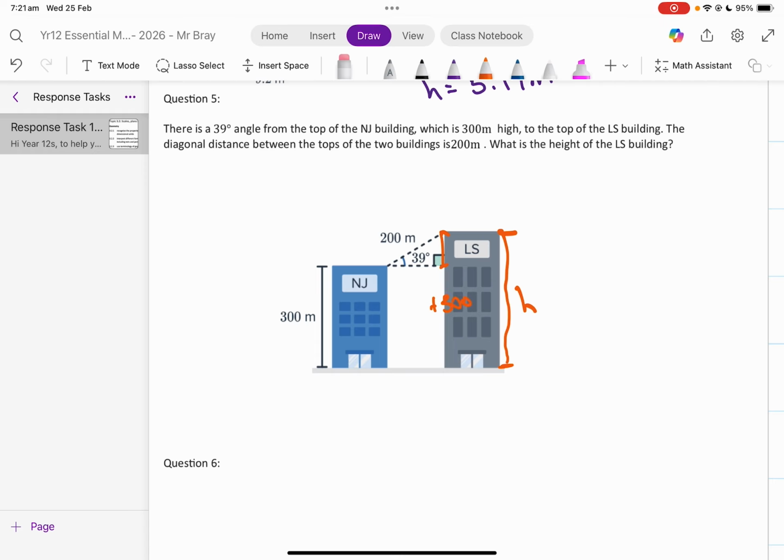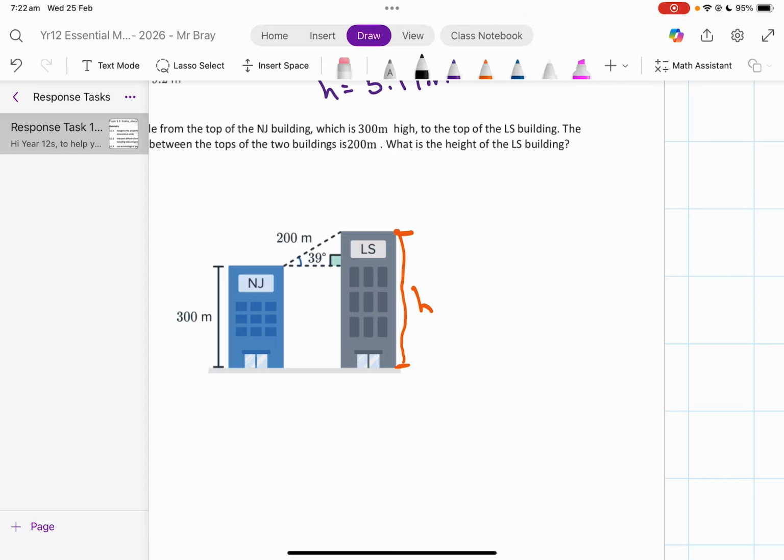So what I need to do is find the height from here to here and add that on to this 300 meters down here. All right, so we're going to extract that right angle triangle out and just redraw it. 200 meters, 39 degrees. It's come out a little bit rough. Let's make that a bit bigger. 39 degrees, 200 meters. Cool.